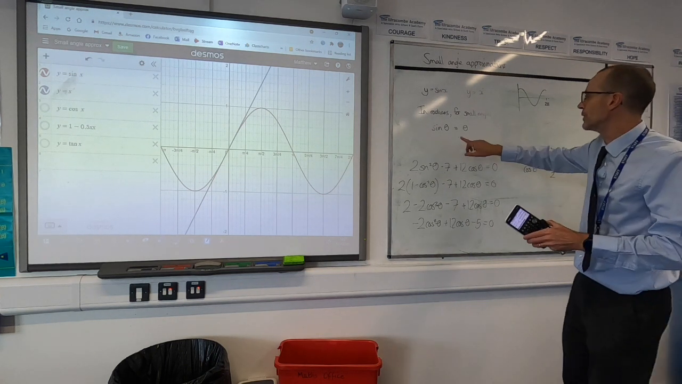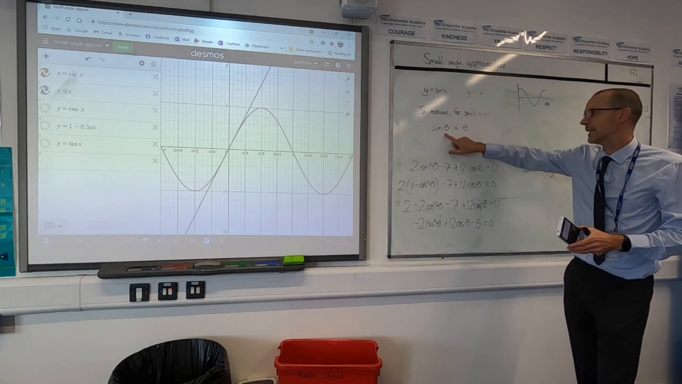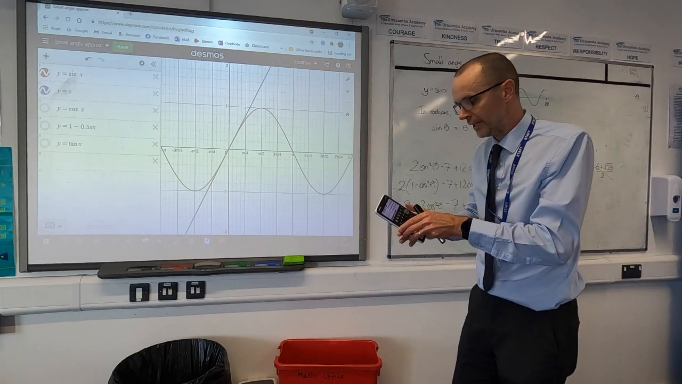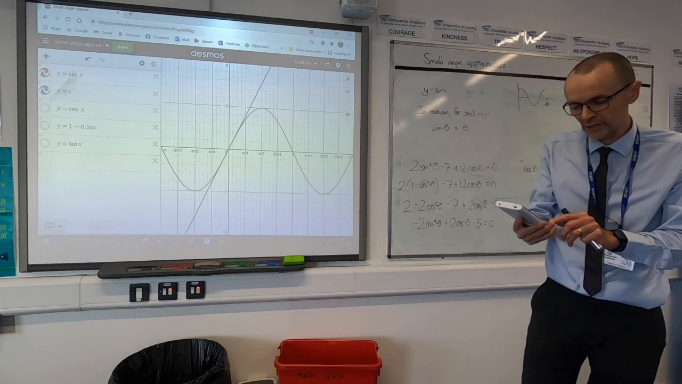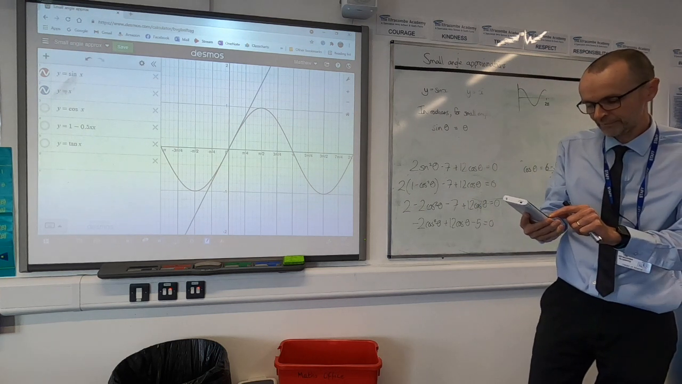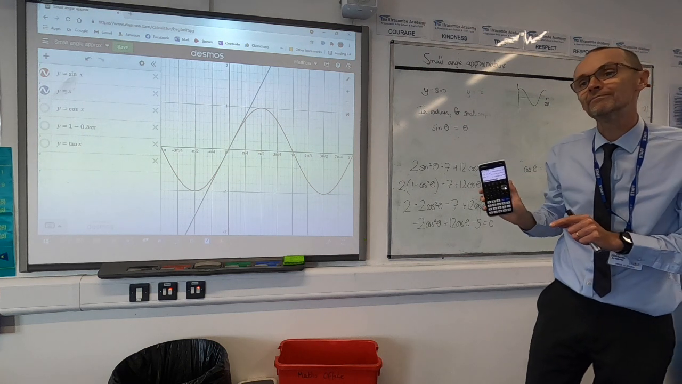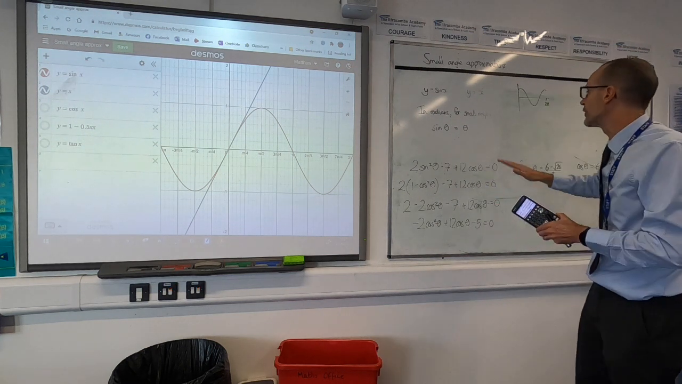So for small angles, the value of the sine of an angle is about the same as the angle itself. Now, as the angle gets bigger, so if I do, for example, the sine of 2 radians, that is nowhere near 2. So this only works for small angles.